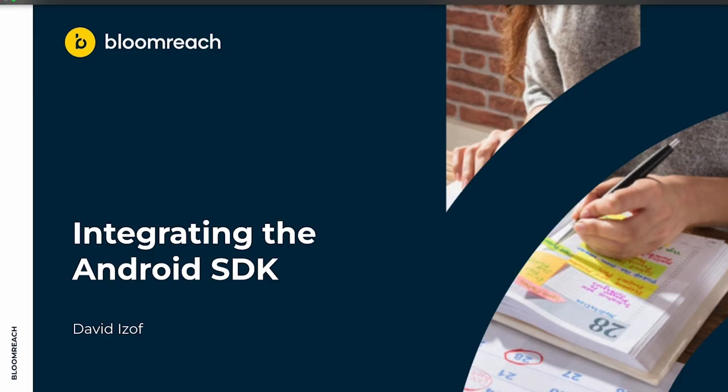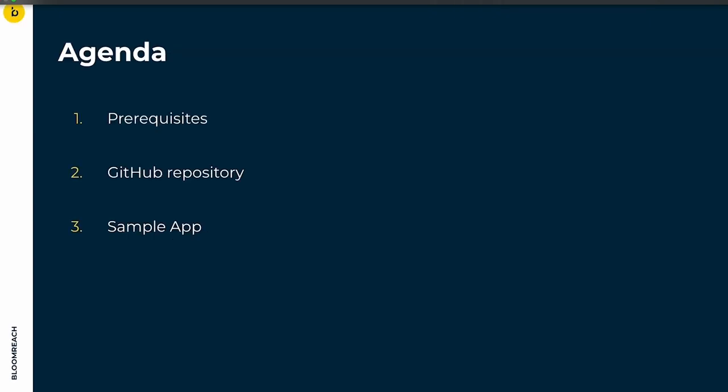Welcome to the video on the Android SDK, where we will demonstrate how to integrate Bloomreach SDK into your native Android application. Before we dive in, let's go through the points we will cover in this video. First, we'll take a look at the prerequisites. Second, we'll explore our single source of truth, which is the GitHub Repository. Last, we will walk you through installing the SDK in a newly created project and showcase some of its features.